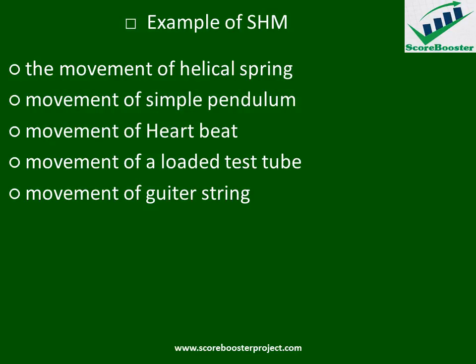Now, having understood the definition of simple harmonic motion, the next is to consider the examples of simple harmonic motion, and this includes the movement of a helical spring. Also is the movement of a simple pendulum. Also, we have the movement of the heartbeat. Then the movement of a loaded test tube also moves in a to and fro manner, which is up and down when it's suspended. So that makes it an oscillatory motion, which is simple harmonic motion. And lastly, you have the movement of a guitar string. So when the guitar string is plucked, it is an example of simple harmonic motion as it moves to and fro.